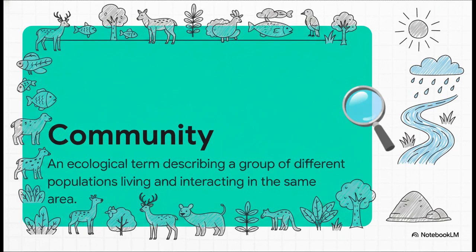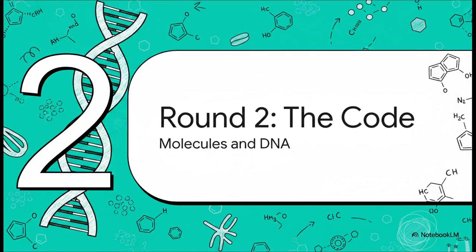Now listen up, because this is a super common trip up. The key difference is that a community is only the living things, all the different species hanging out together. An ecosystem, on the other hand, is the whole shebang, the community plus all the non-living stuff, like the water, the soil, the sunlight. It's a really important distinction. And that's round one in the books.